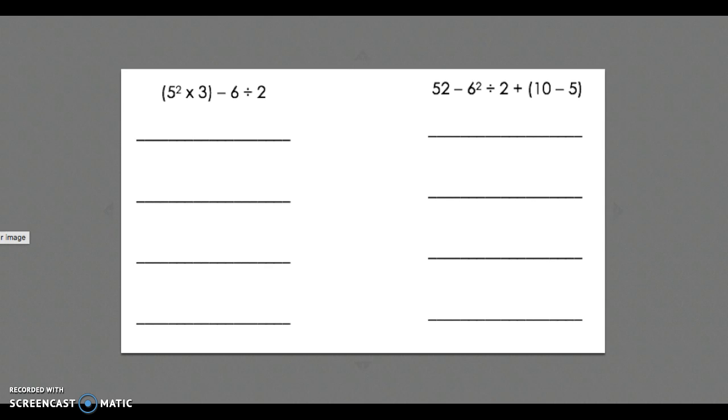Now, these order of operation problems are adding in the parentheses as well as your exponents. So according to order of operations, I'm going to start inside the parentheses. So within the parentheses, before I multiply, I'm going to use my exponents. So 5 squared is 25 times 3. And I'm going to keep my parentheses because I haven't solved for the entire thing yet. Minus 6 divided by 2.